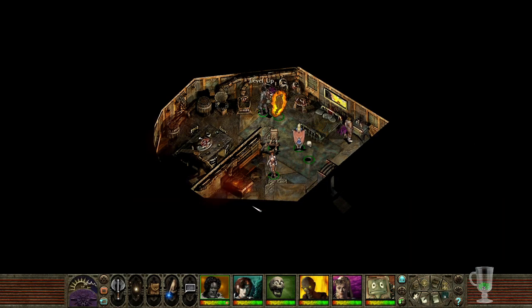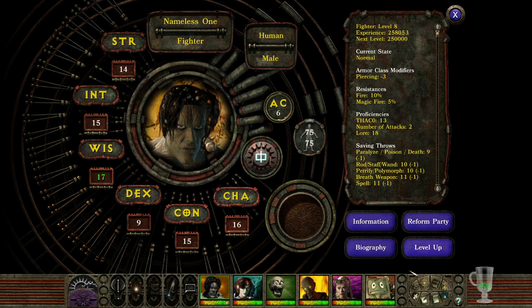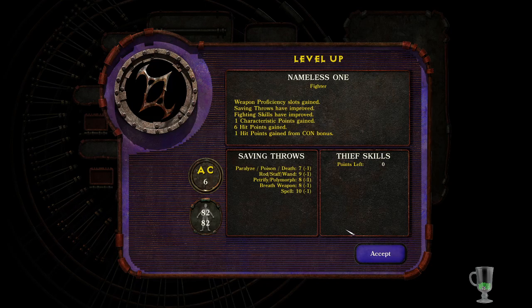Damn, that's messed up. I feel stronger. Me feel stronger. Me feel relieved. Me got that off me chest. Why do I have all these -1s? What the heck? Weapon proficiency slots gained. Saving throws have improved. Fighting skills have improved. 1 characteristic point gain. 6 hit points gain. 1 hit point gain from constitution bonus.